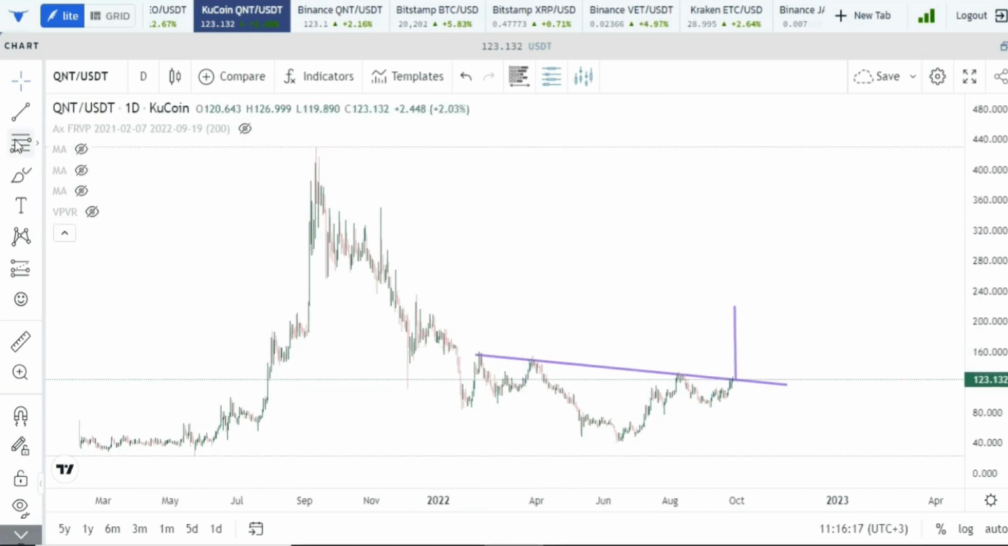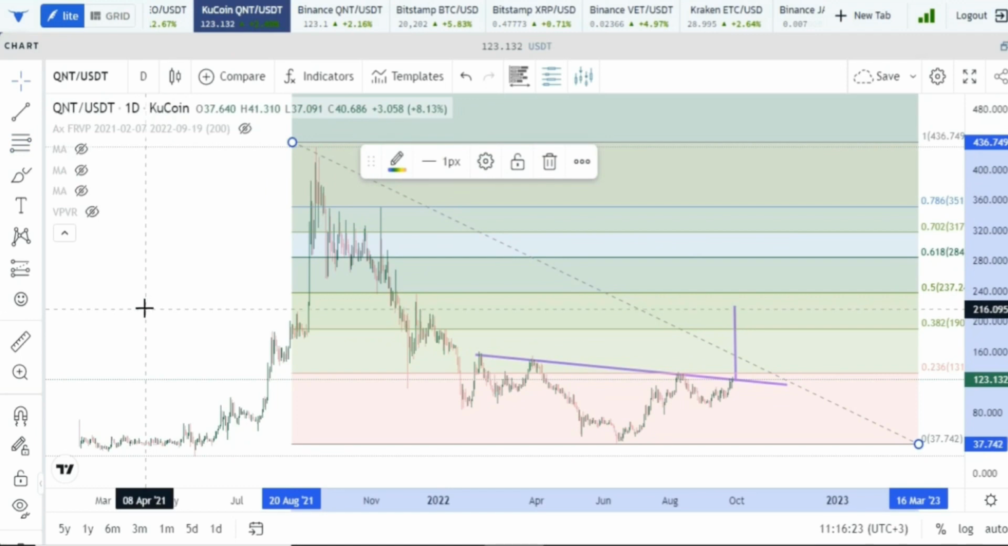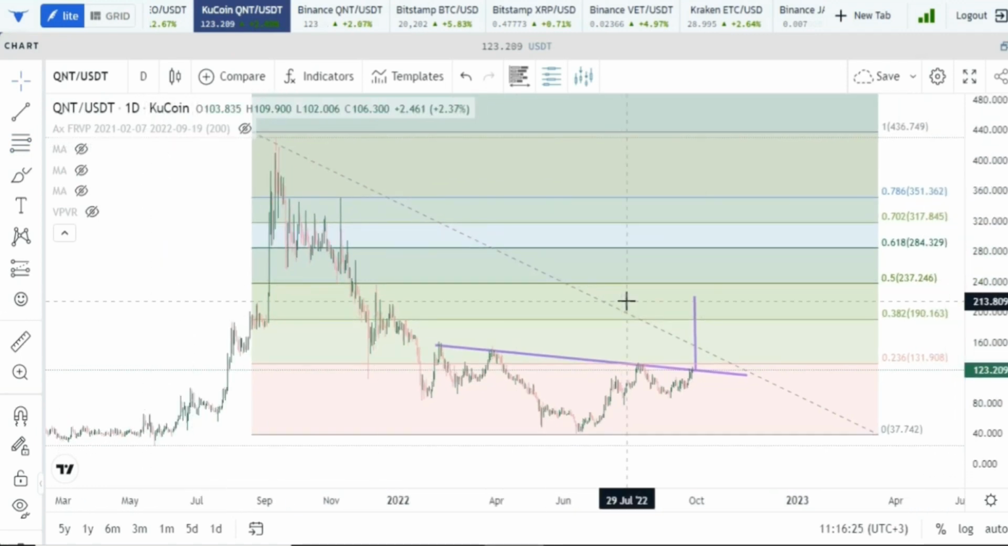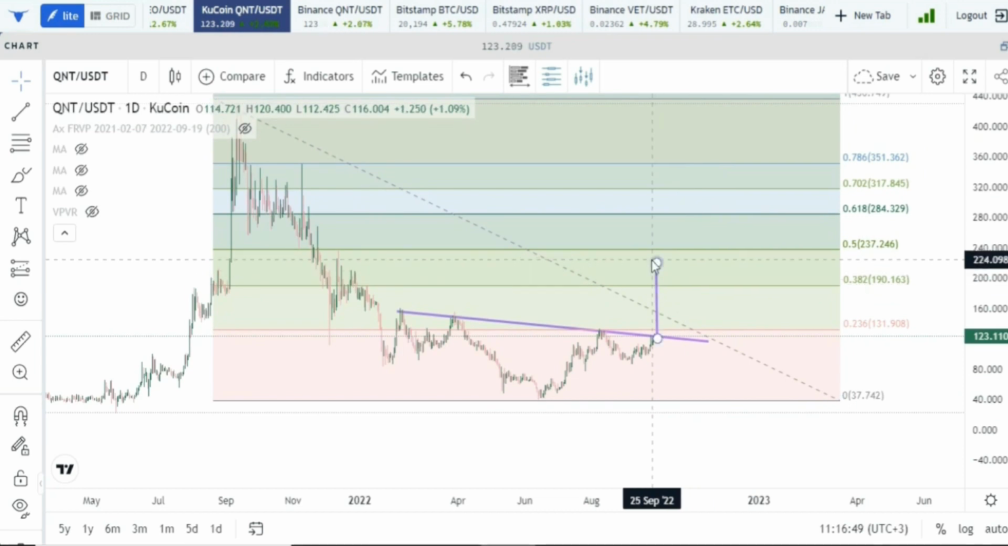I actually took a look at the fib retracement levels right here from the top until the very bottom. You can see that we're not really coming into confluence with any fib retracement level. But maybe the first price target will be something like $190 here, which is the 0.382 fib retracement level, and maybe we're going to hit our price target here at 220, or eventually hit the 0.5 retracement level at 237, or even go as high as to hit the golden ratio, which is sitting at $284 here.